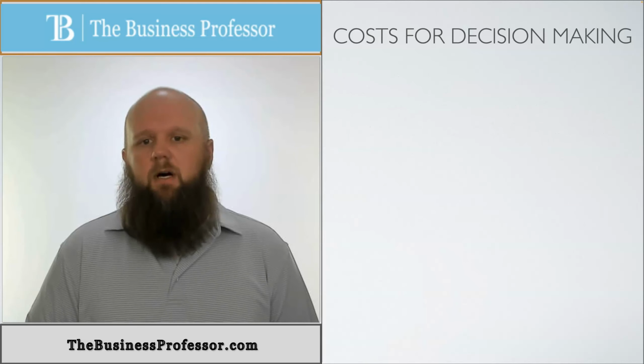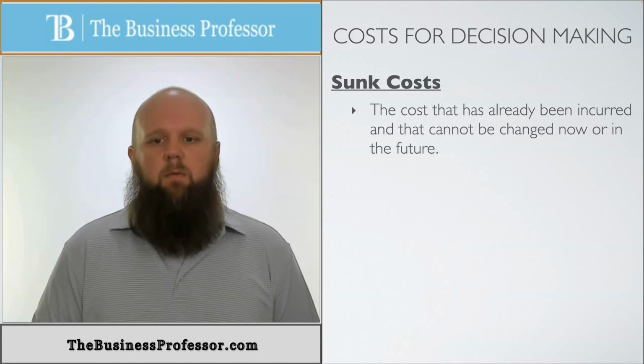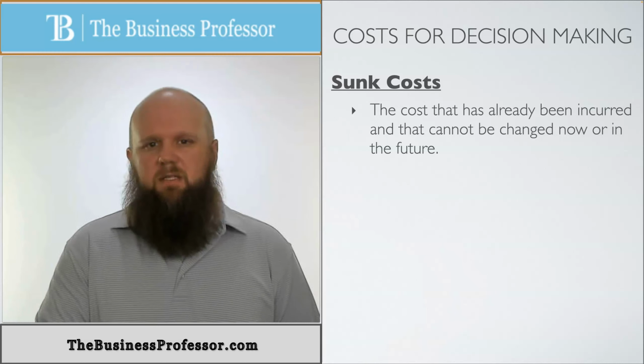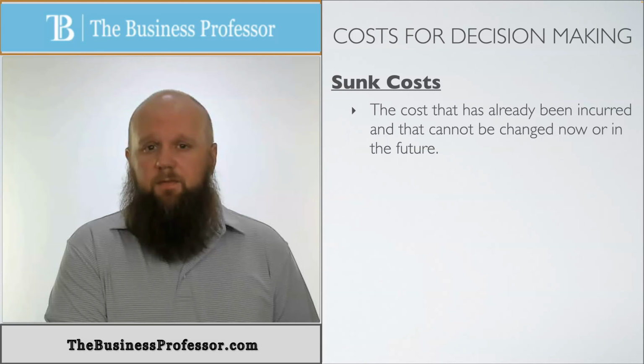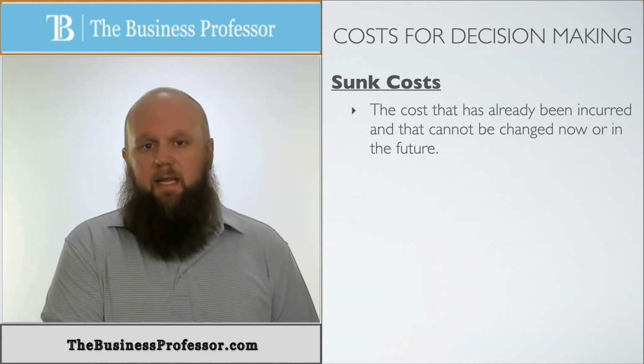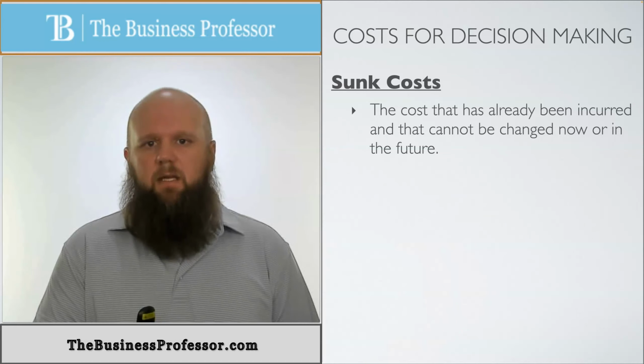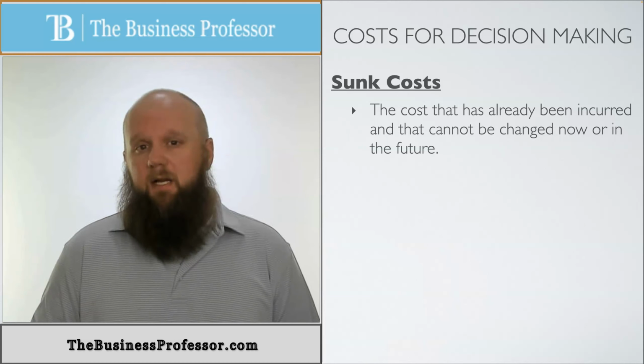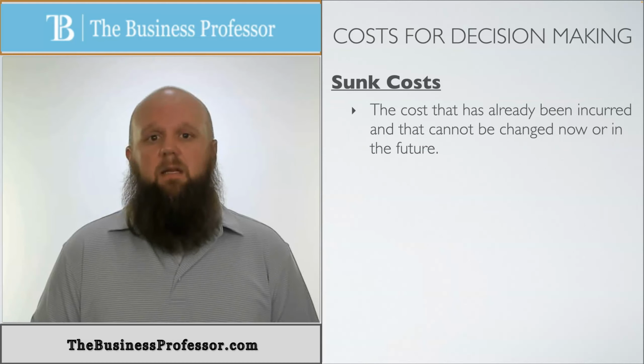The last one is sunk cost. Sunk cost is a cost that's already been incurred and that cannot be changed now or in the future. These are things that already have happened. You've already paid for it. The cost has already been paid. But yet we tend to use these for decision making, and we don't want to. That's actually called the sunk cost fallacy. That is using a sunk cost to make a decision, a past cost that can't change the future, but using a past cost in order to make a decision for the future. And that's not a good thing for a business executive to do. So these are your three costs for decision making.